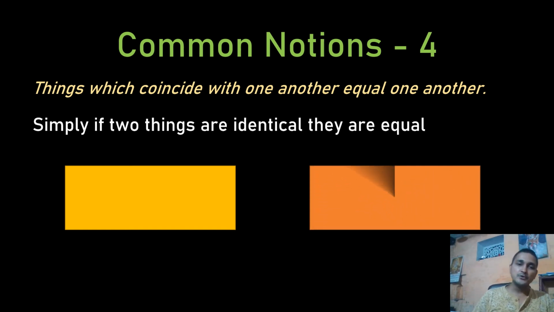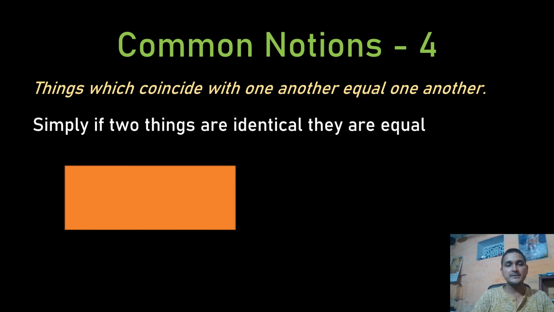Suppose we take two rectangles. These two rectangles will be called equal if they superpose each other. If they superpose, they will completely cover each other. This is the beginning of congruency, because when we start proving that two triangles are congruent, this is the first proof we come across, and Euclid used it as congruency. So this is the geometrical interpretation.